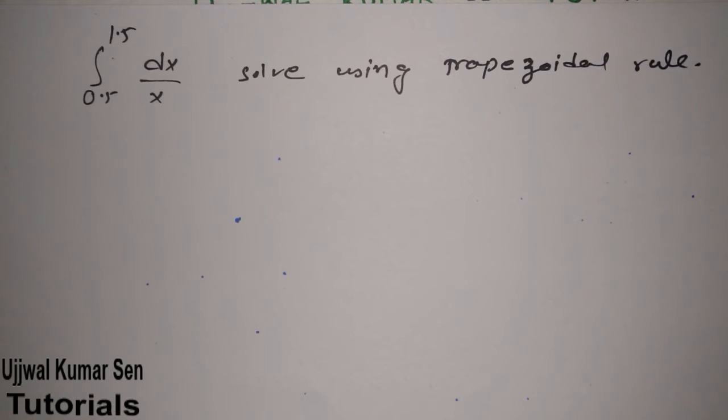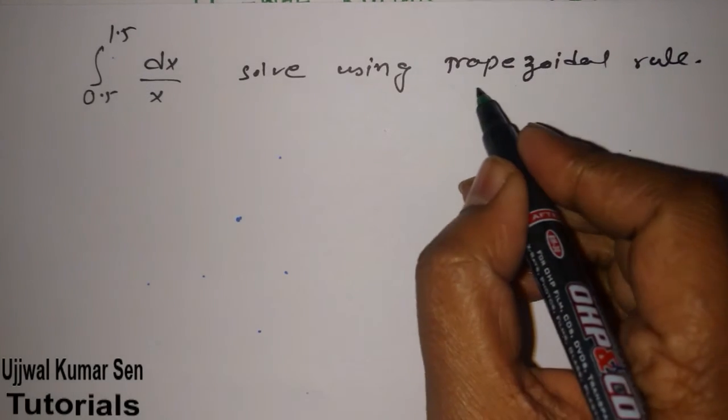The same question has been asked in GATE in a previous year, but they asked to solve it by using Simpson's rule. I made this question to be solved by using the trapezoidal rule, so that is simple. Before going to solve this question, you need to understand a couple of things. So what is basically the trapezoidal rule?